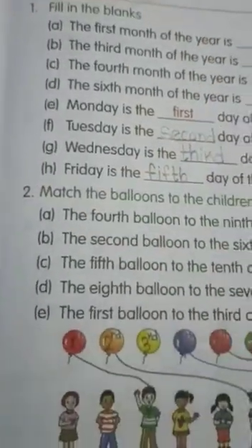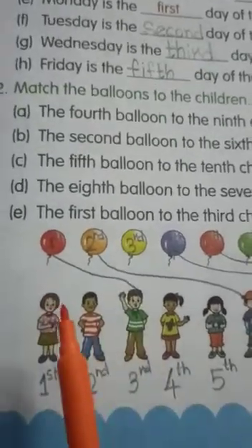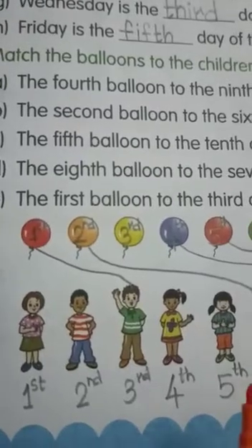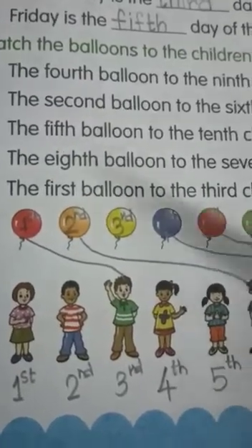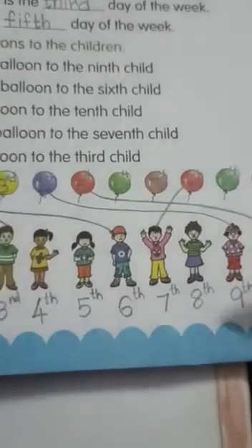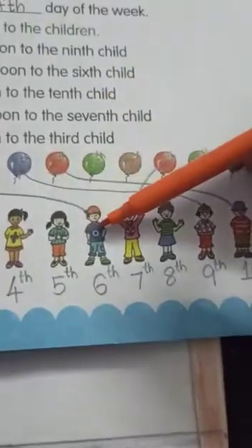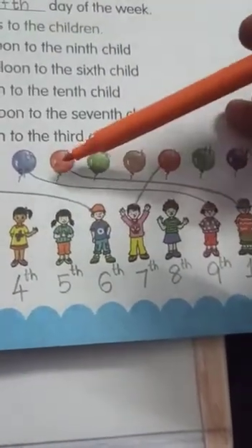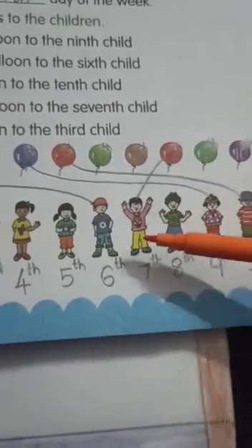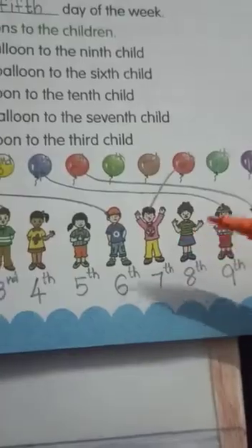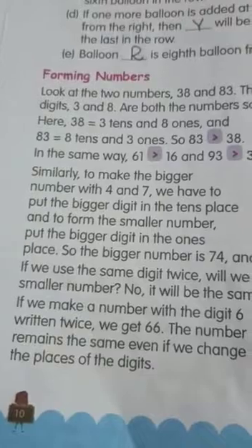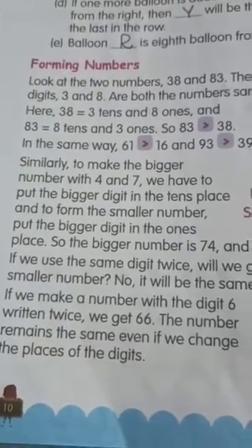Okay, and now you can see you have to match these balloons to the children. The fourth balloon to the ninth child, the second balloon to the sixth child, the fifth balloon to the 10th child, the 8th balloon to the 7th child, and the first balloon to the 3rd child. Okay. Our next topic is forming numbers.